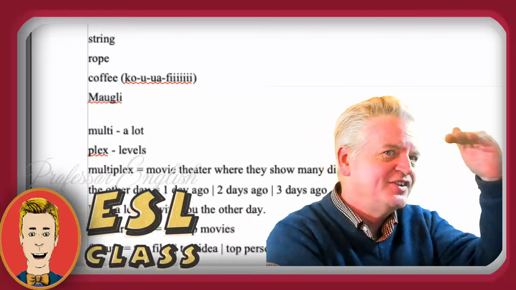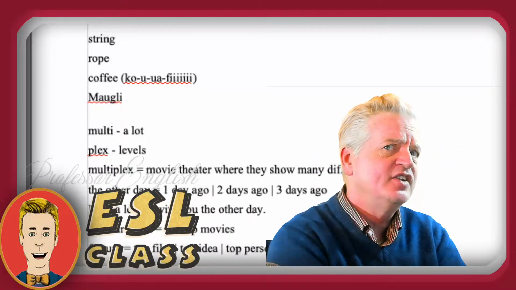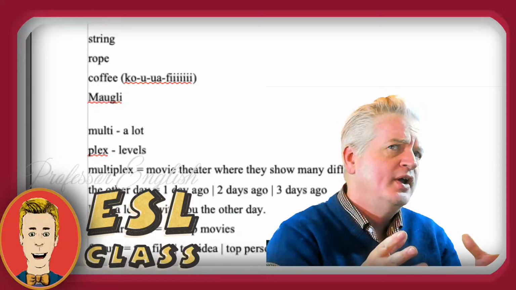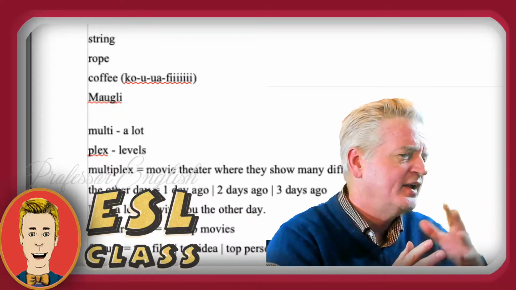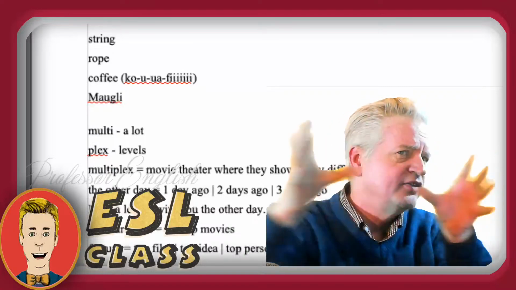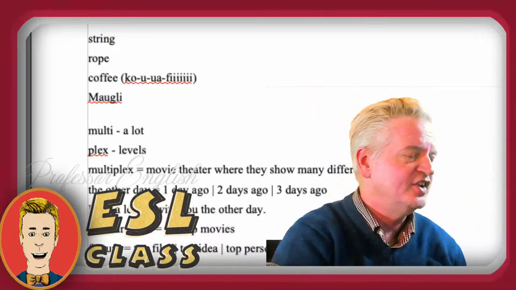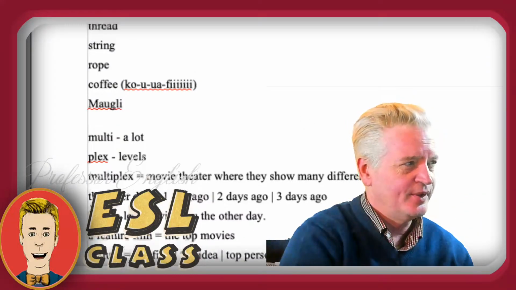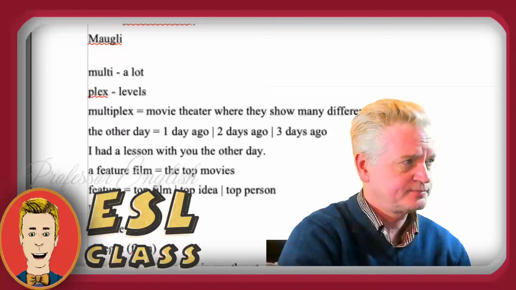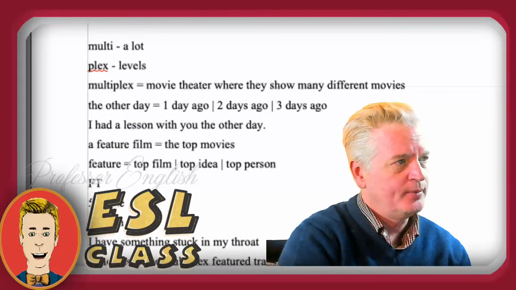So a duplex is 2 levels, and a multiplex theater is a theater where they're not playing one movie or 2 movies. They're playing many different movies. There are many different places to see a movie, many different levels to see a movie. So let's stay with multiplex. Okay, plex meaning levels. So a multiplex theater is a movie theater where they show many different movies.